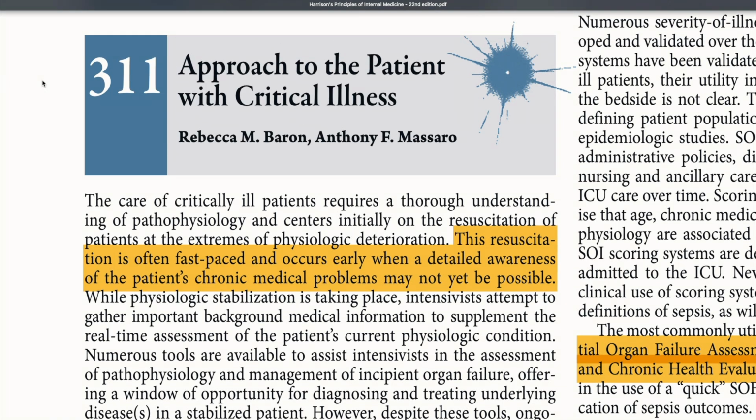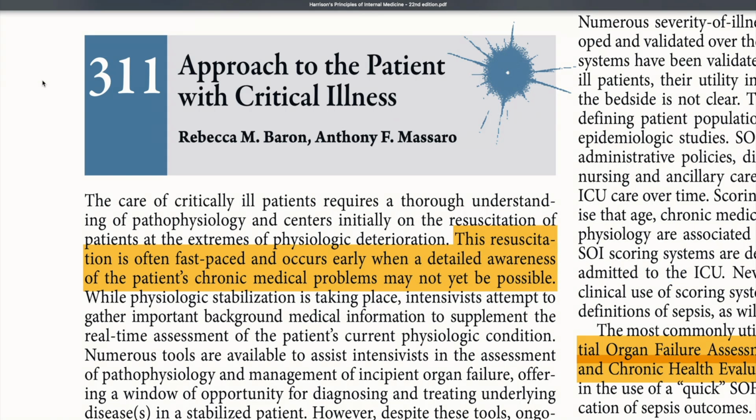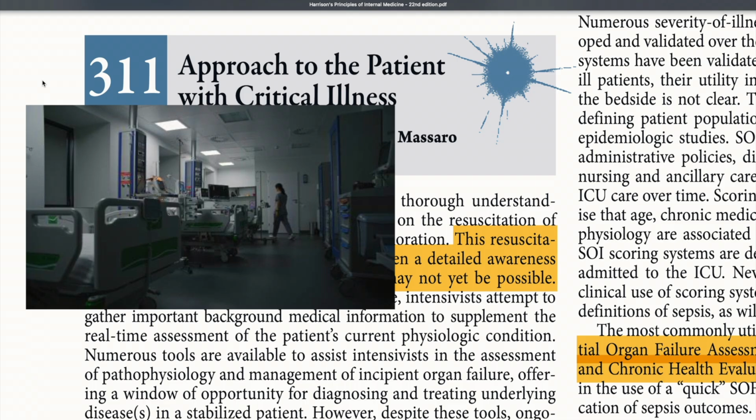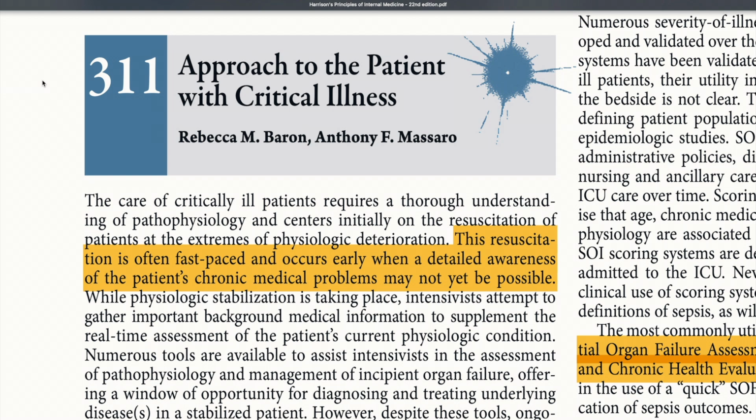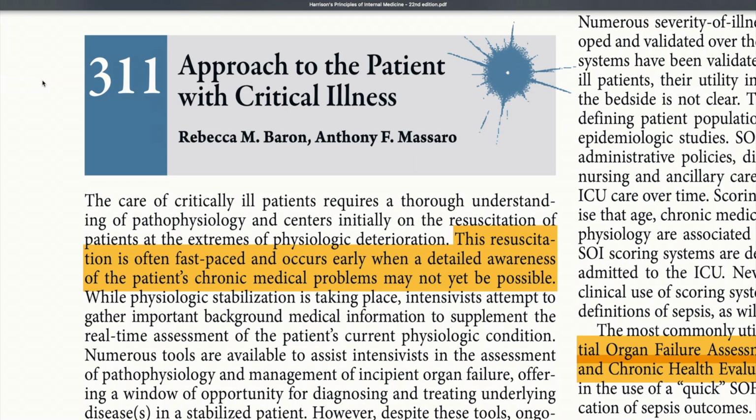So what exactly is critical care? It's about managing patients who are at the edge of their life. These patients are at the extremes of their physiological deterioration. In other words, if you don't act immediately, they will collapse. It's unlike ward medicine, where we have time to take history, do investigations, and then decide a plan for their management. But in critical care, the very first priority is resuscitation and stabilization. So basically, we have to save the patient first and then worry about the underlying disease.